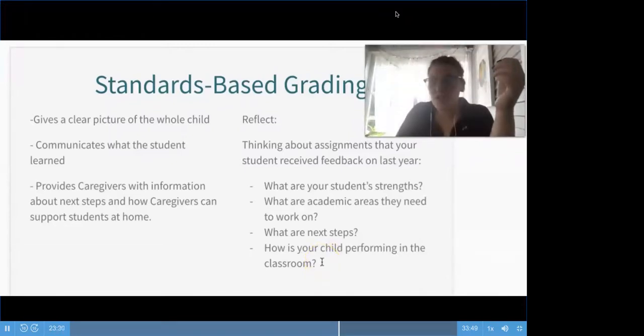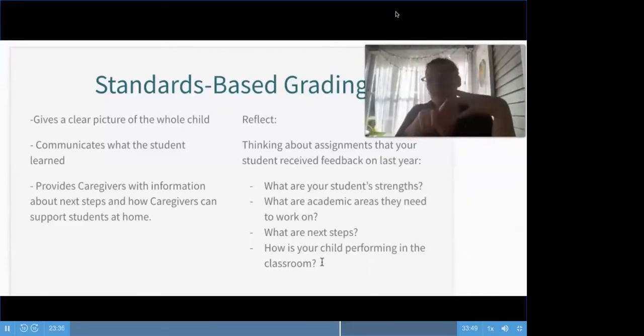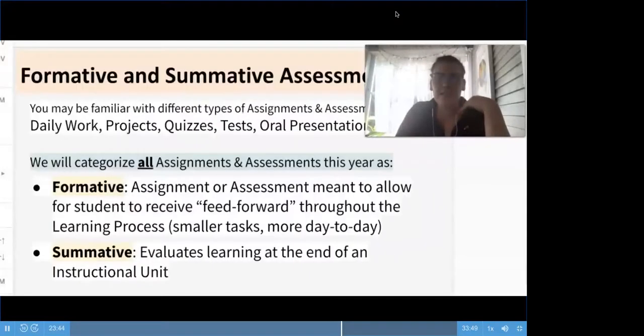Oftentimes, traditional grades are wrapped up with their executive functioning skills. Did they turn it in on time? Were they able to read the directions? So on and so forth. So that doesn't really make sense at this point.